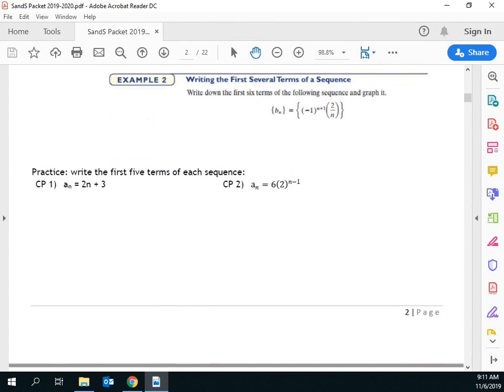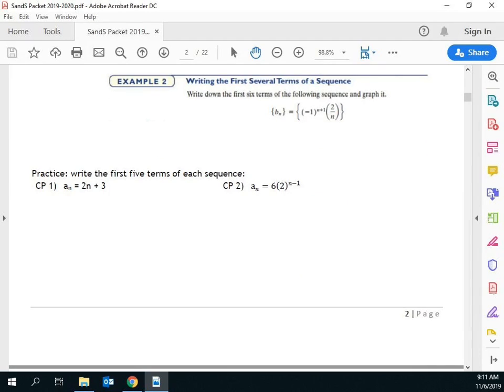So let's scroll to here. Write down the first 6 terms of the sequence and then graph it. So let's go and look at this one. Now this one's got a little bit more, because it's raised to a power, right? So, and I don't have as much space, so I'll go ahead and say the first one, N equals 1. So A sub 1 is equal to, and we use the equation, negative 1 raised to the 1 plus 1 power times 2 over 1, and we simplify that.